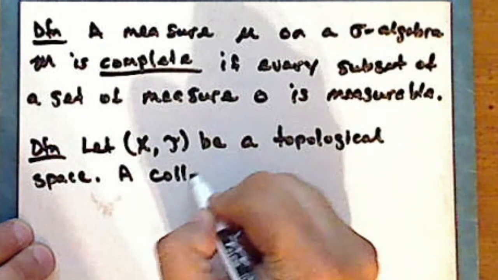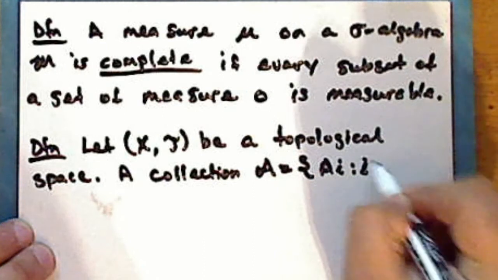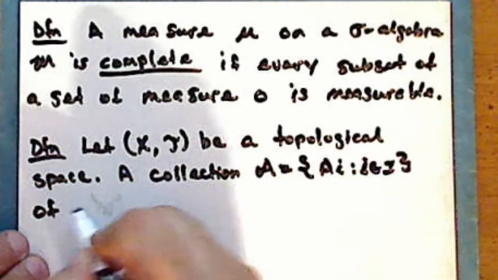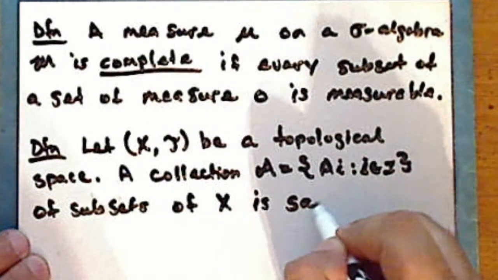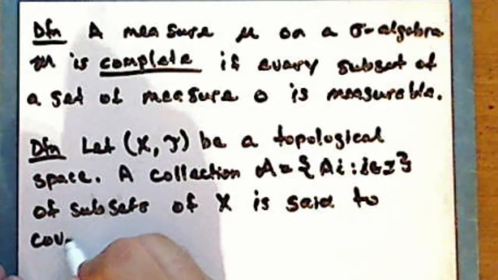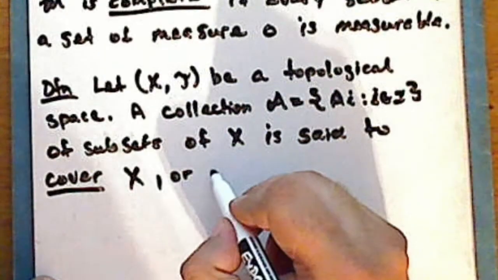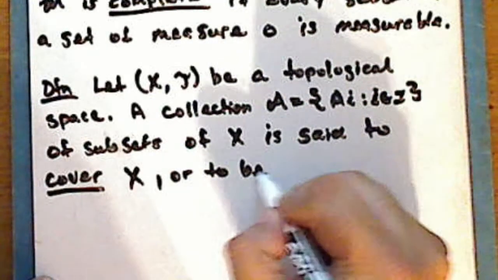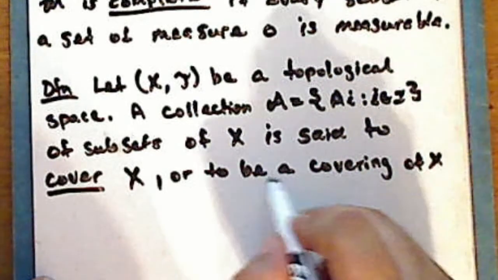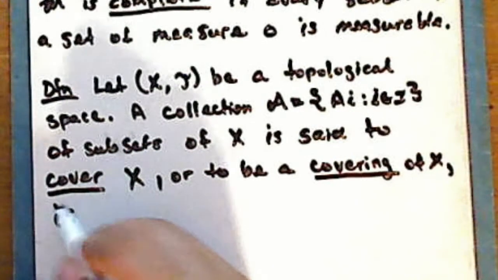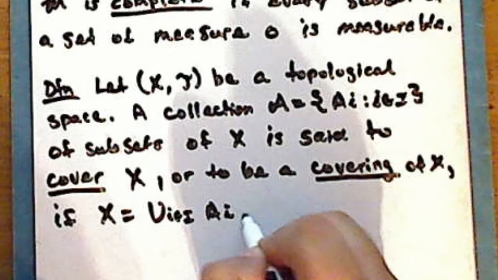A collection, script A, of subsets of X is said to cover the space X, or it's said to be an open covering, or be a covering of the space X, if the space X is the union of the subsets.